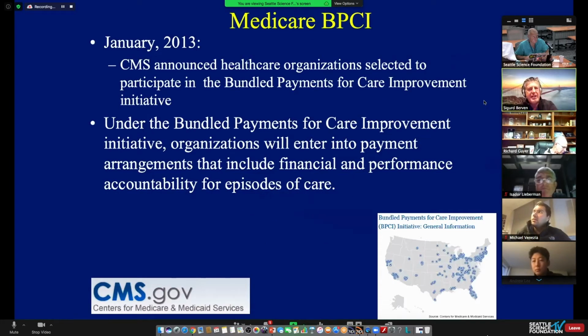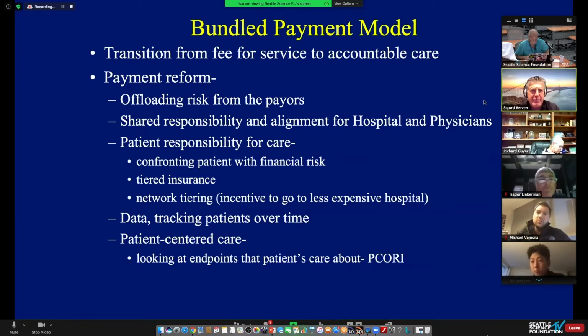And again, sharing risk. The fundamental notion of these alternative payment systems of transitioning from fee-for-service to accountable care involves offloading risk from the payer to the provider. It involves some shared responsibility, and in many cases, alignment of goals for the hospital and the physician. So again, we all recognize a lot of situations where the physician goals are very different from the hospital goals. The hospital might be looking at contribution margins and some quality metrics. The physician, I think, always puts patient interest and quality first, but also has different reimbursement models.